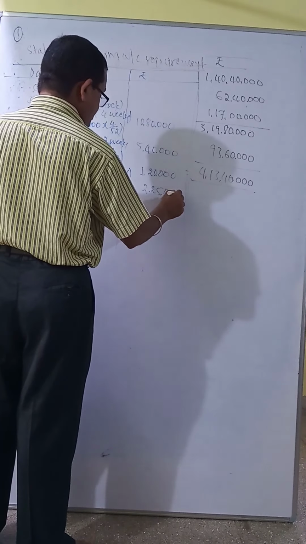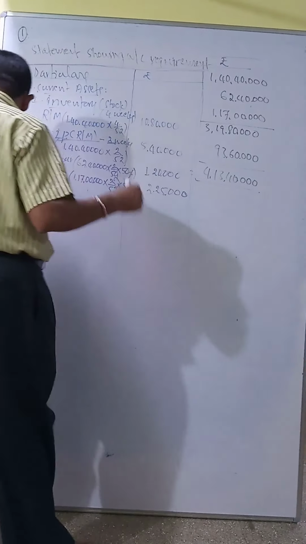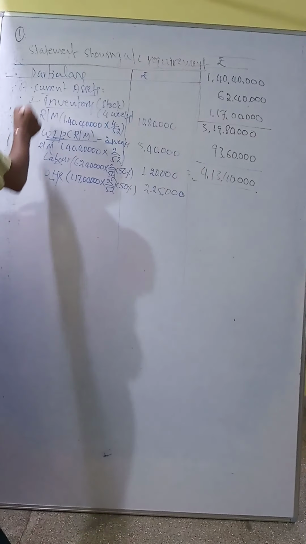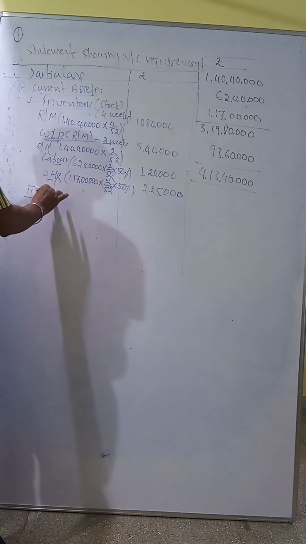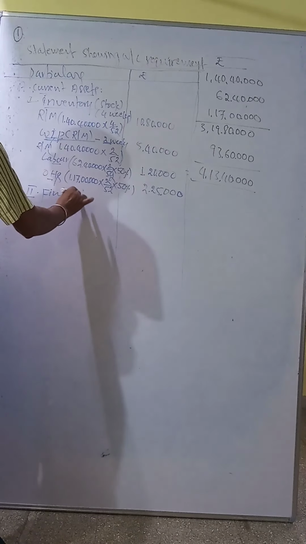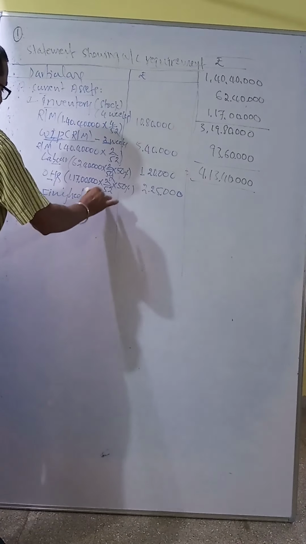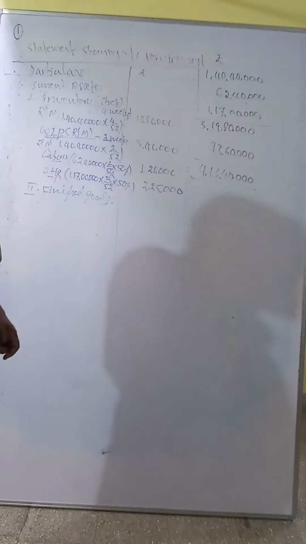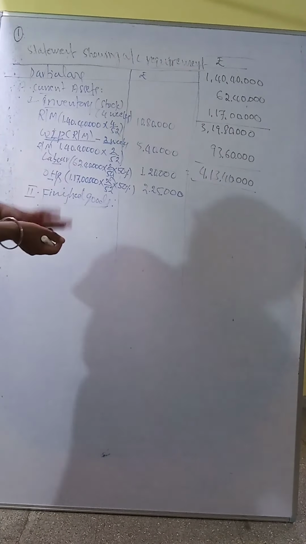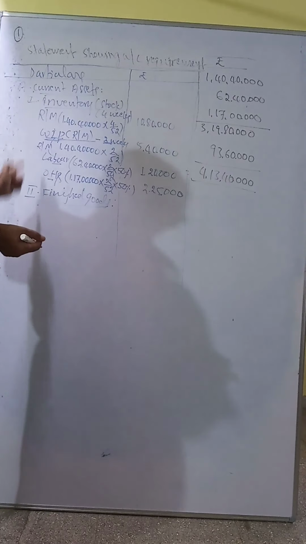2,25,000. Then these are considered. Next one is finished goods. The next element of current assets is finished goods. After finished goods, again debtors. After debtors, cash.